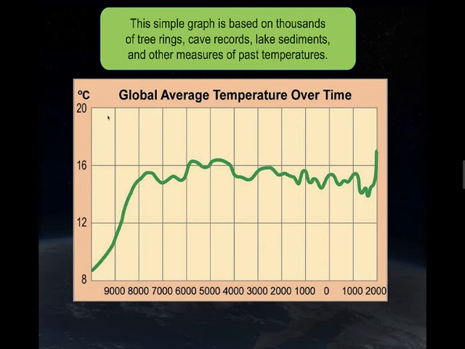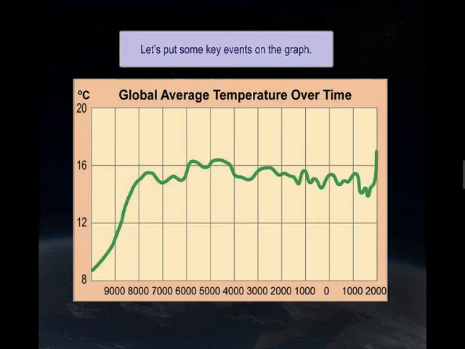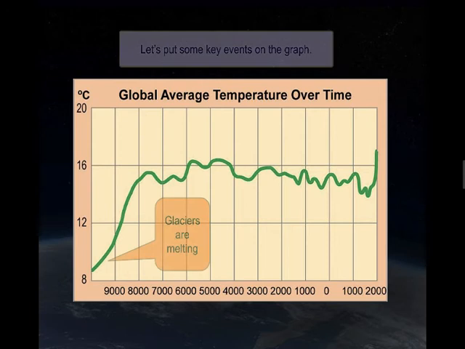This simple graph is based on thousands, probably millions by now, of tree rings, cave records, lake sediments, and other proxy measures of past temperatures. And the website has a master so that teachers could print either a blank graph or an annotated graph for students to mark as they watch. So let's put some key historic events on this graph.